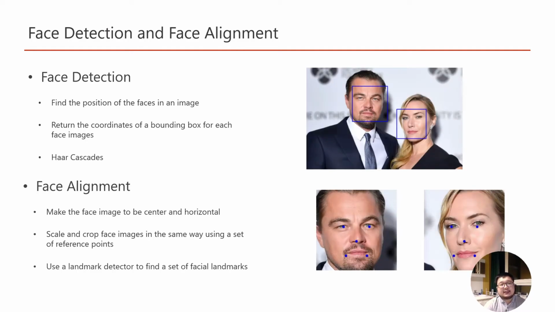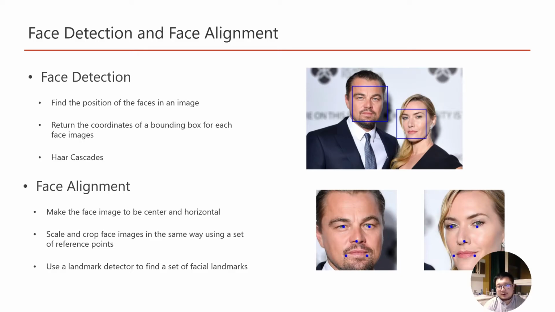Now let's first take a look at the face detection and the face alignment. These two steps, I would call the pre-processing step. As I said, face detection is basically to find the position of the face, and after that, it's gonna return the coordinates of a bounding box for each face image. On the right side, you can see that we detect two faces from the image.